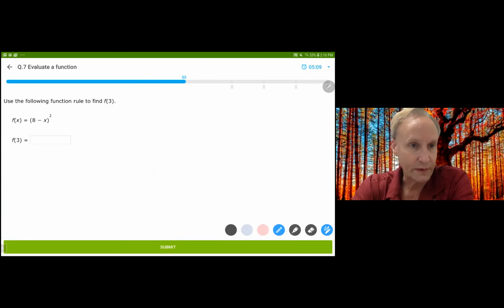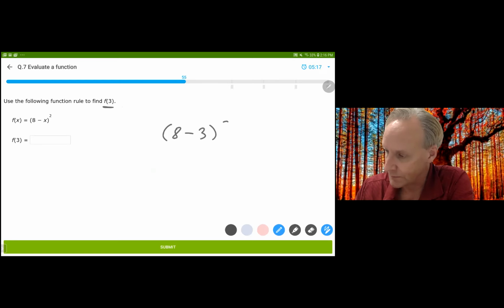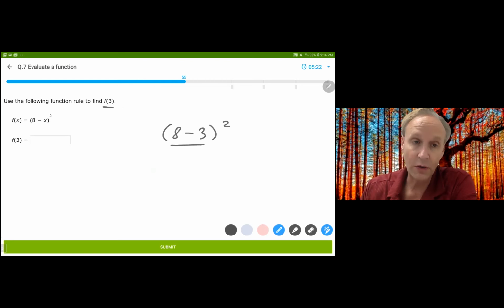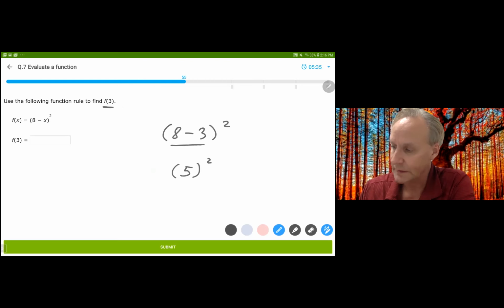This one has an exponent in it. We've got parentheses 8 minus x, which is 3, squared. You have to do what's inside the parentheses first, and no, you can't distribute that square. You cannot distribute exponents unless you're dealing with multiplication. In this case, we have 8 minus 3, which is 5, and it's being squared. It's not 5 times 2, it's 5 times 5. This says multiply 5 2 times, like this, which is 25.